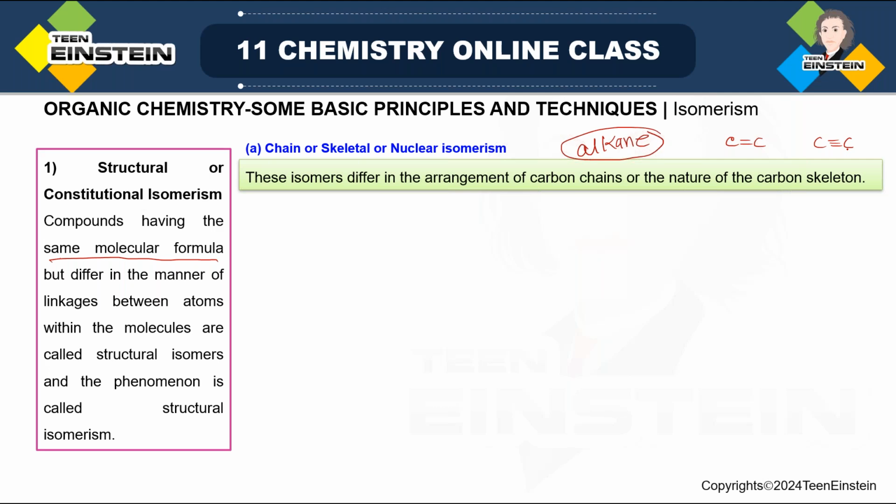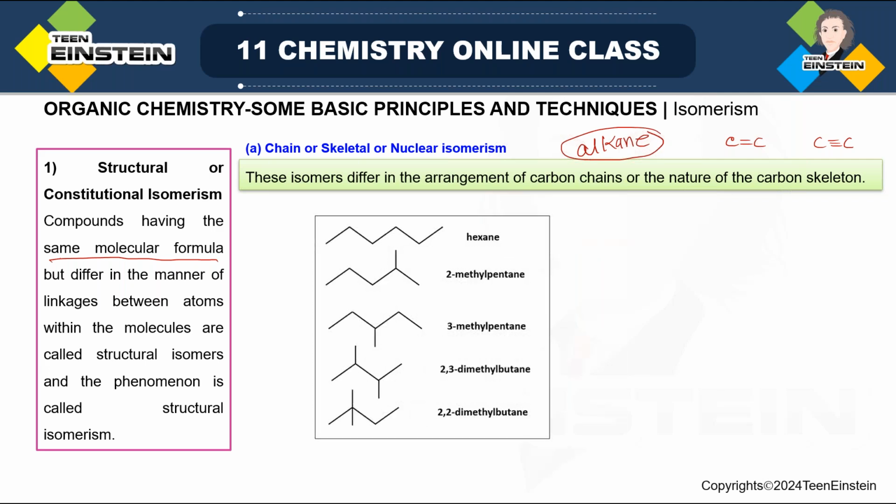That means when these double or triple bonds are present, there are some other types that we will also discuss in today's class only. Then that probability also arises. But when it is an alkane, you will see most of the examples under chain isomerism, though it is possible with others also. So here we will see this example.